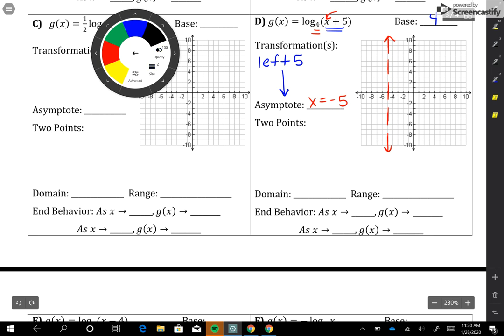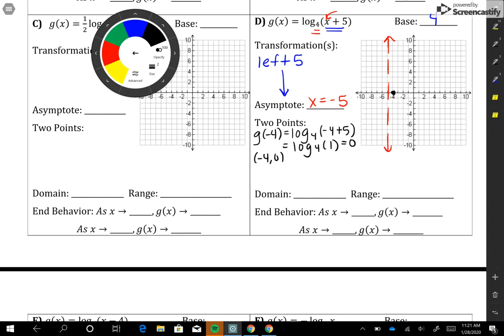So if I decided to plug in negative 4, that is going to be the log base 4 of negative 4 plus 5. Do you see how that ends up giving us the log base 4 of 1, which is 0? So that's the point negative 4, 0. I also want to give you a little hint. Most times, the point you want to start with is always 1 unit to the right of your asymptote.